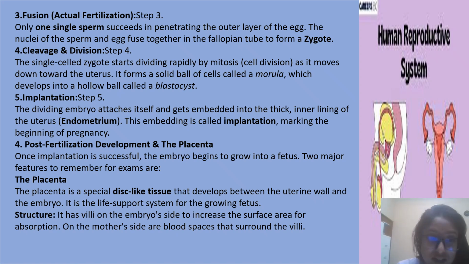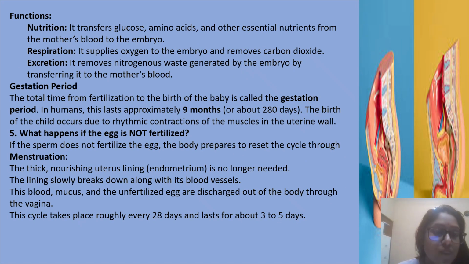Structure: it has villi on the embryo side to increase the surface area for absorption. Next, on the mother's side are blood spaces that surround the villi. Next, function. Nutrition: it transfers glucose, amino acids, and other essential nutrients from the mother's blood to the embryo. Respiration: it supplies oxygen to the embryo and removes carbon dioxide. Excretion: it removes nitrogenous waste generated by the embryo by transferring it to the mother's blood.